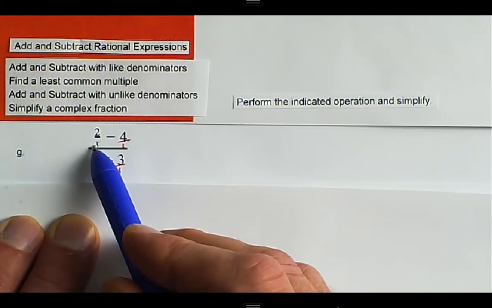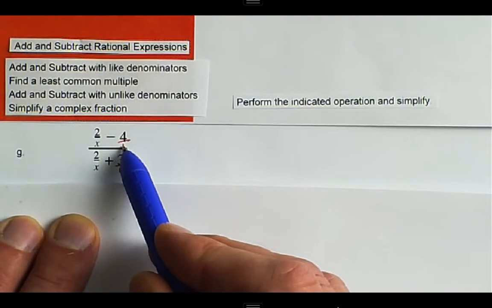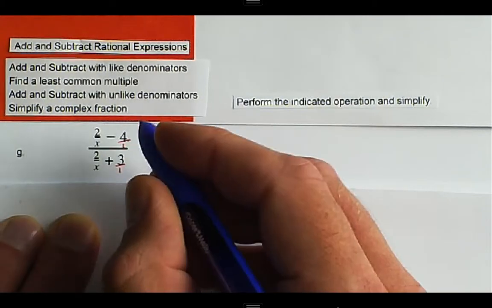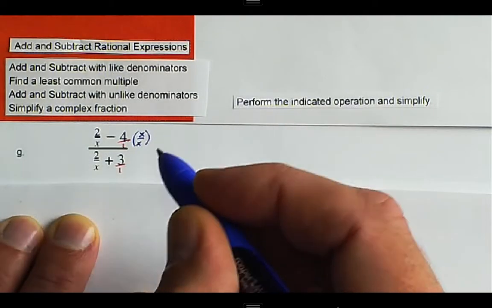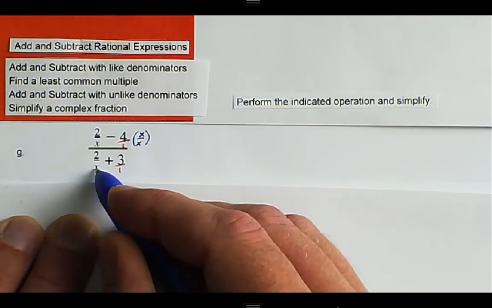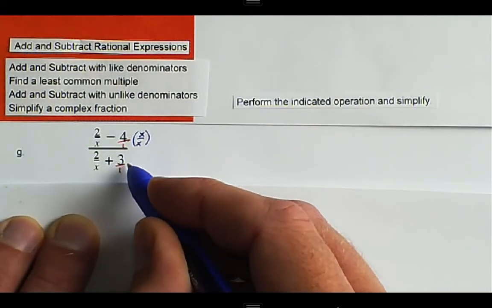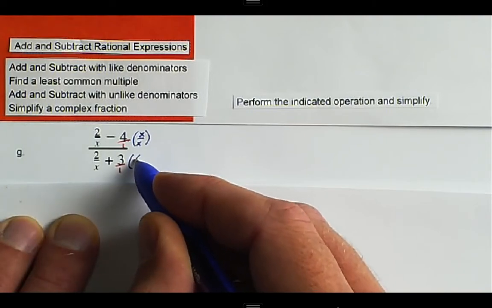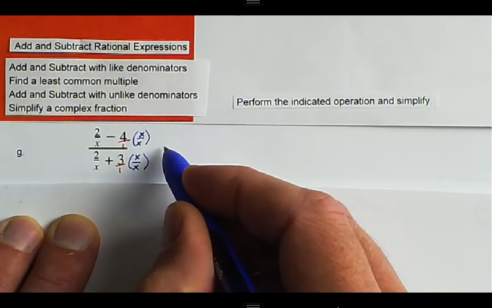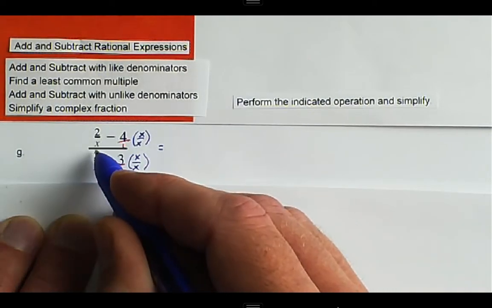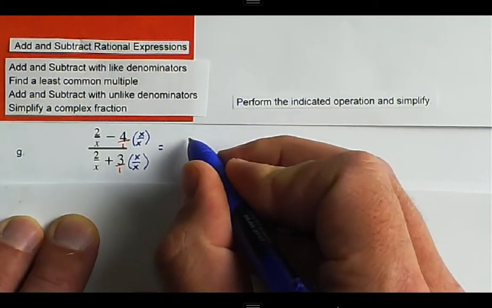This is like 1x, right? So we have to make this 1 become x, and the way that we do that is we have to multiply by x over x. And the same thing here. We have an x and a 1. We just have to change this one to get an x in the denominator, so we're going to multiply by x over x.